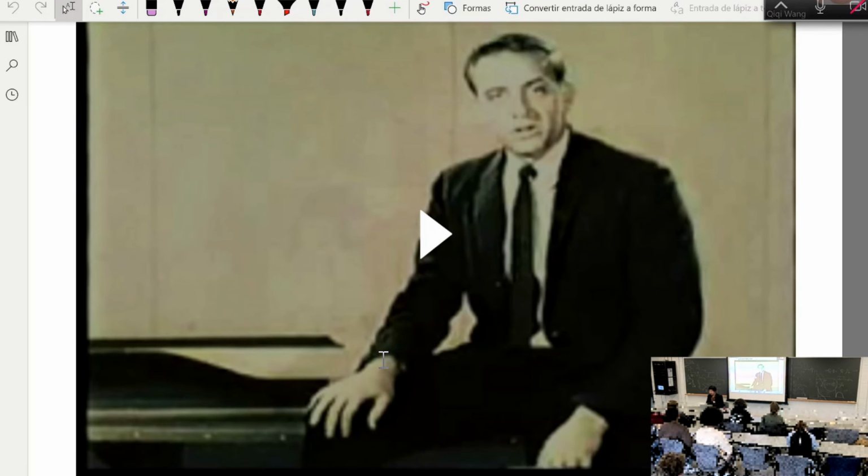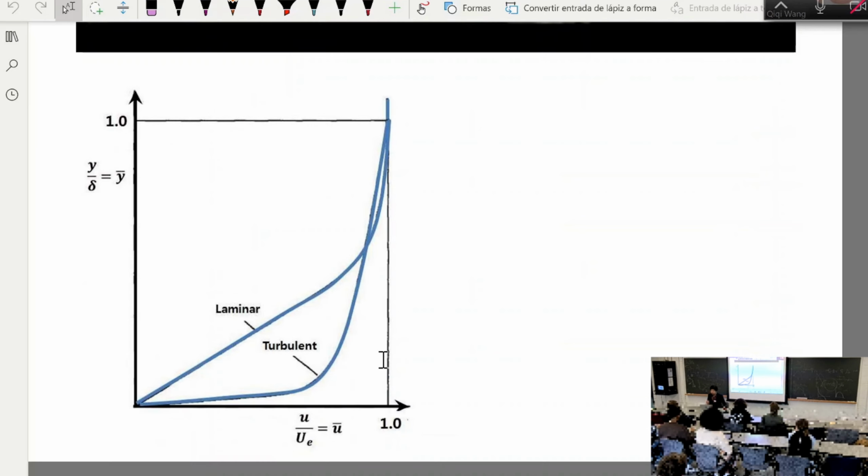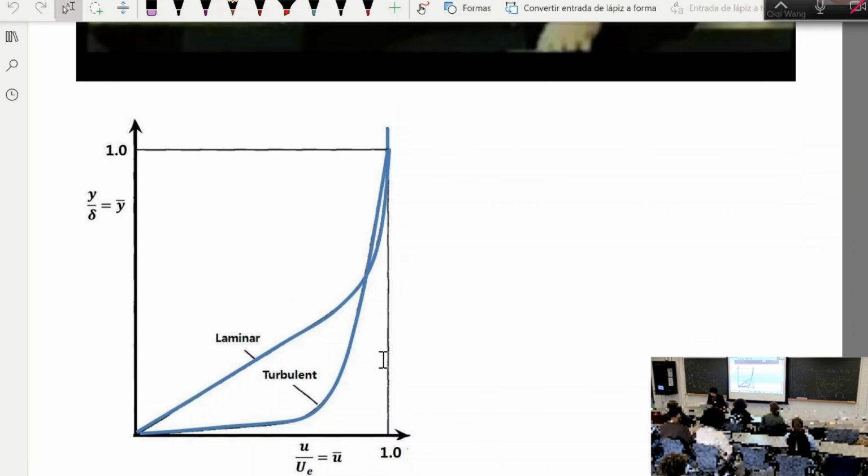Okay, let's actually look at... So another thing about the turbulent boundary layer I want to point out is that just look at these two. Which one has a higher shear stress at the wall? The turbulent one, because the gradient is much steeper at the wall, right?